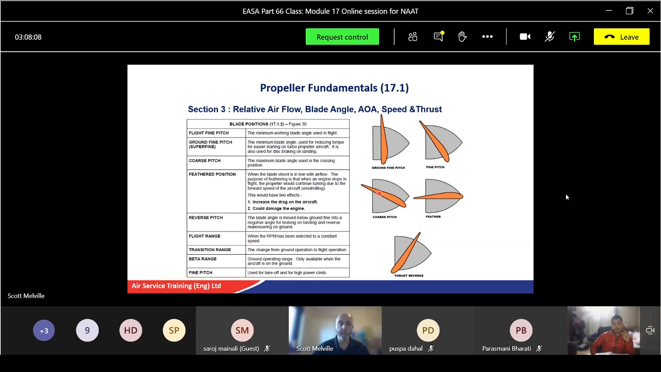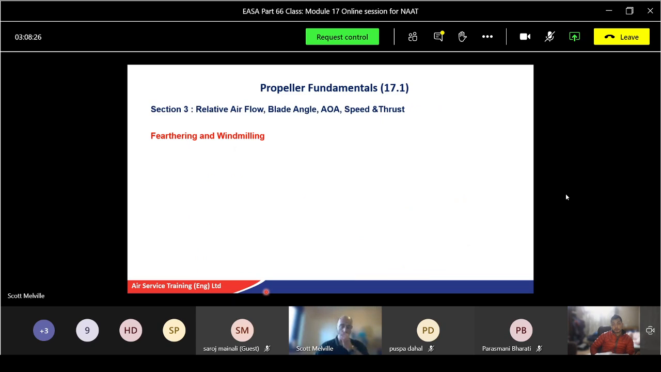Normally, if you're back here at AST, I would take it out in the hangar. We can show you some of these components and actually physically see them moving back and forward. I appreciate some of you are probably working on these already, so hopefully you know what I mean now. Okay, so just a few bits of terminology there. We'll move on with feathering and windmilling.